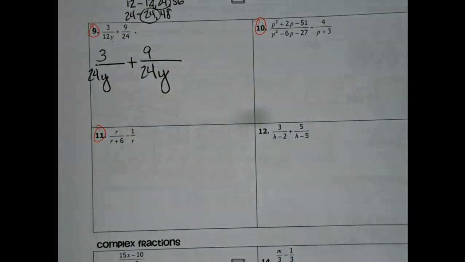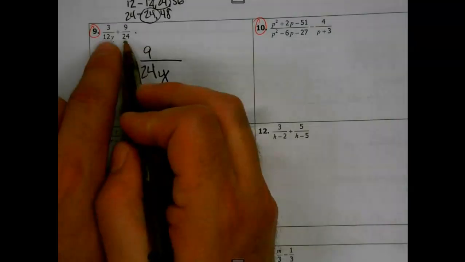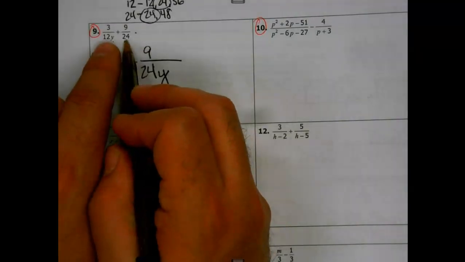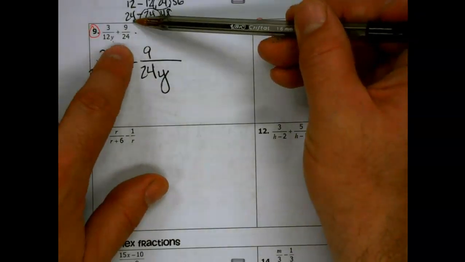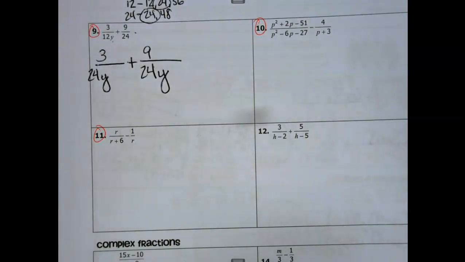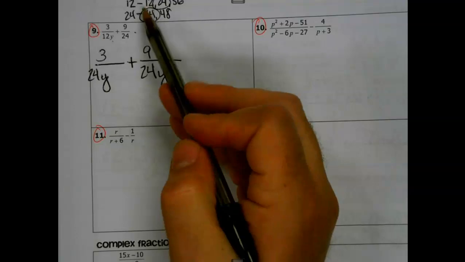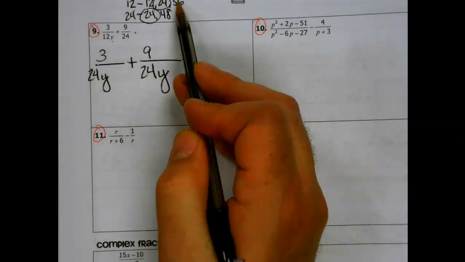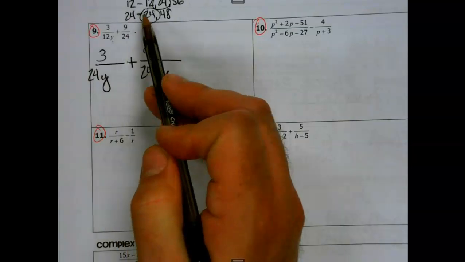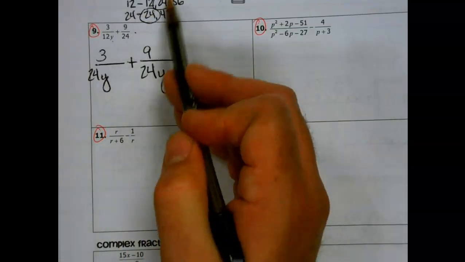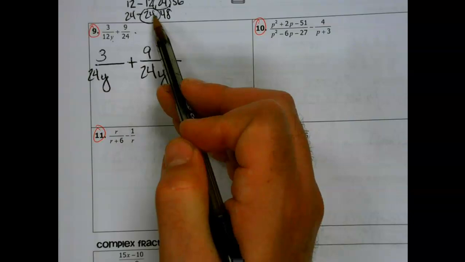We'll get there. So when you're looking for a least common multiple in the denominator, what you're basically doing is I'm going to start counting by 12s and by 24s until I see the same number show up in both lists. So if I start counting by 12s, 12, 24, 36, 48, and I do the same thing with 24, 24, 48, I already see there's my first number in common.